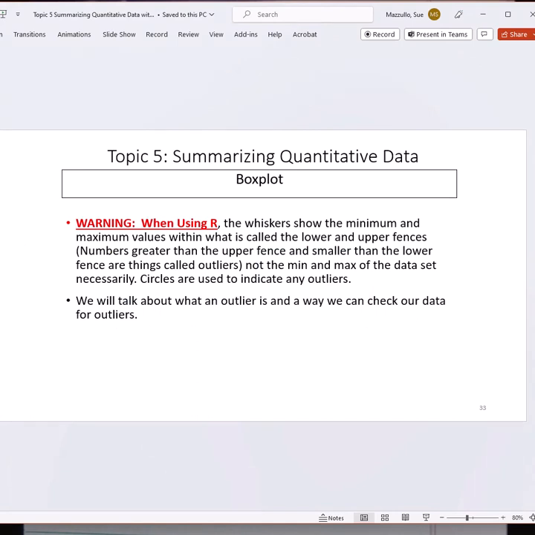To note, when using R, the whiskers show the minimum and maximum values within what is called the lower and upper fences. Values greater than the upper fence or smaller than the lower fence would be considered outliers, and you would see asterisks to indicate these outliers. We'll talk about that a little later, but just to let you know.